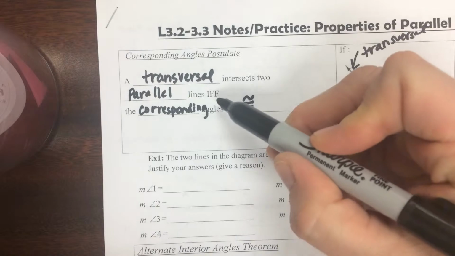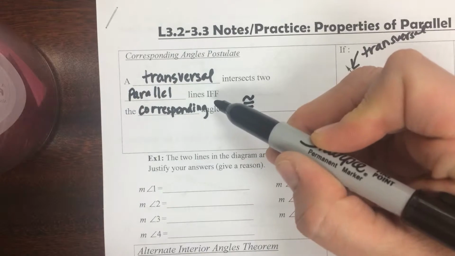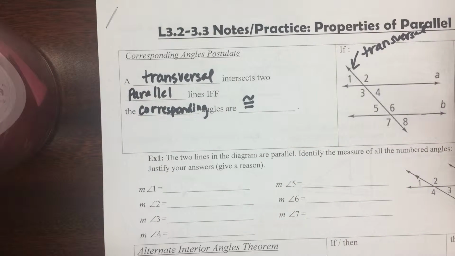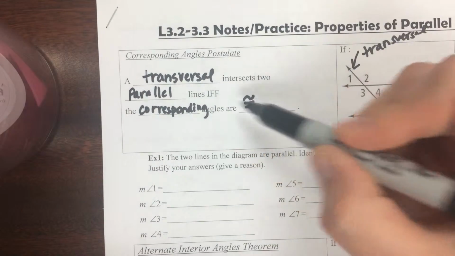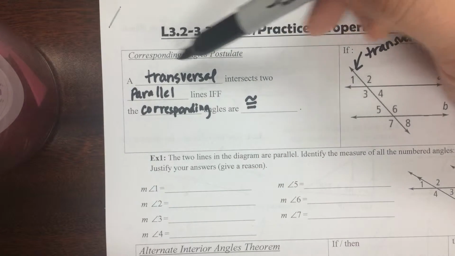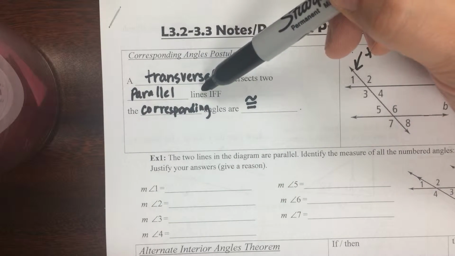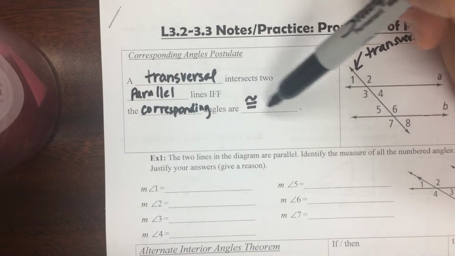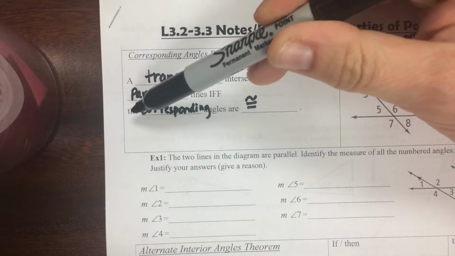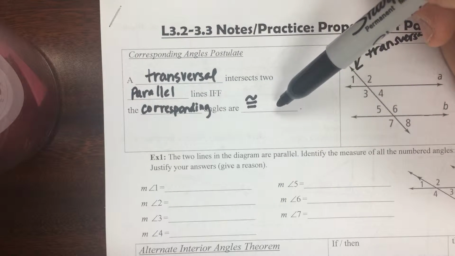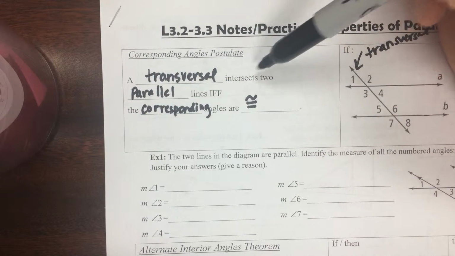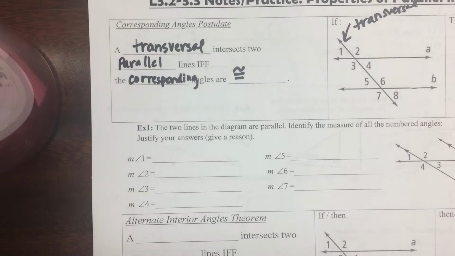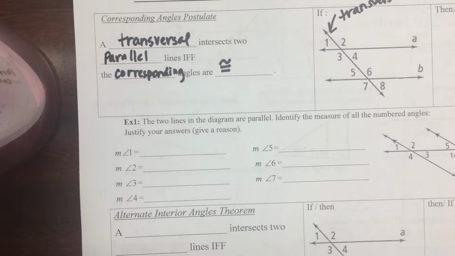Okay, now first of all, this IFF, this is something you really don't have to worry about a whole lot. It just means that you're able to read the sentence frontwards or backwards. So if I say a transversal intersects two parallel lines, think of this as the word then. Then the corresponding angles are congruent, or you can read it backwards. If the corresponding angles are congruent, then the transversal intersects two parallel lines. So that's what that really means. I don't think you really have to worry about that so much.